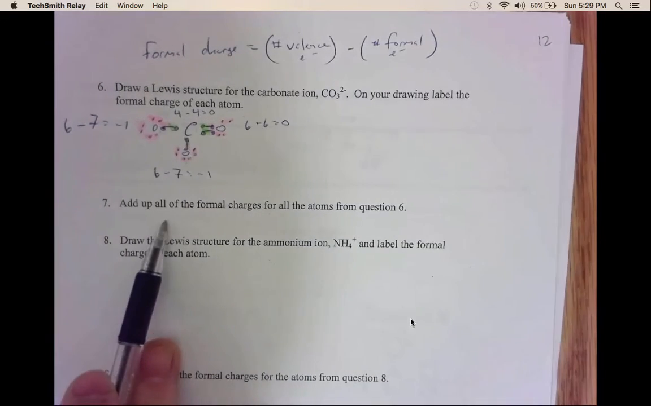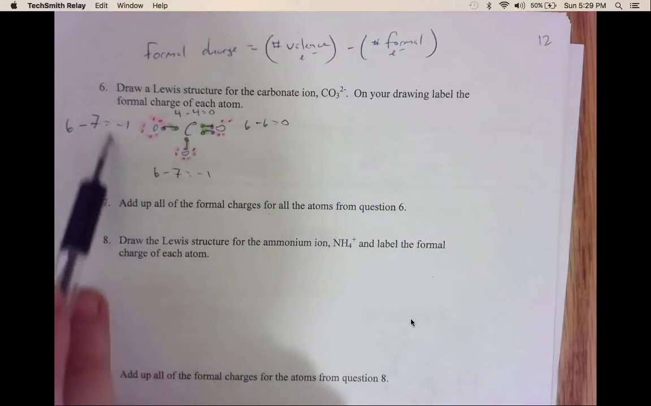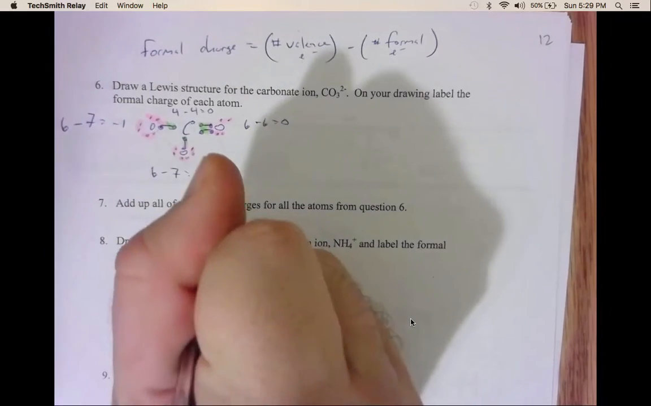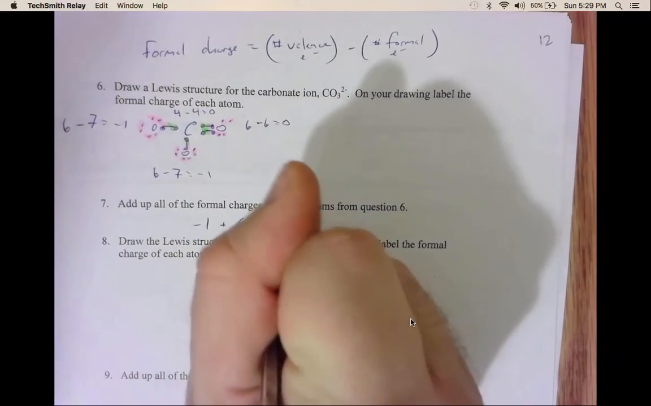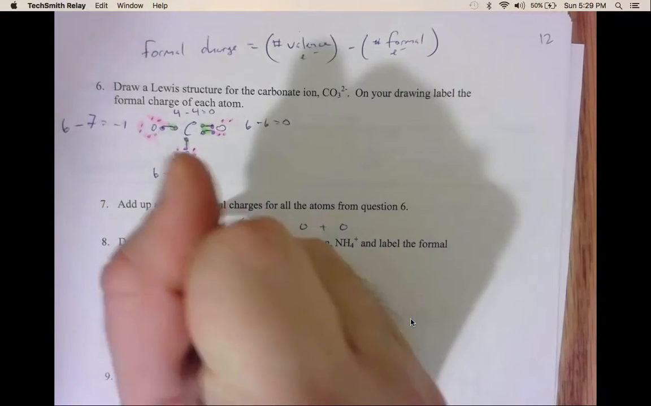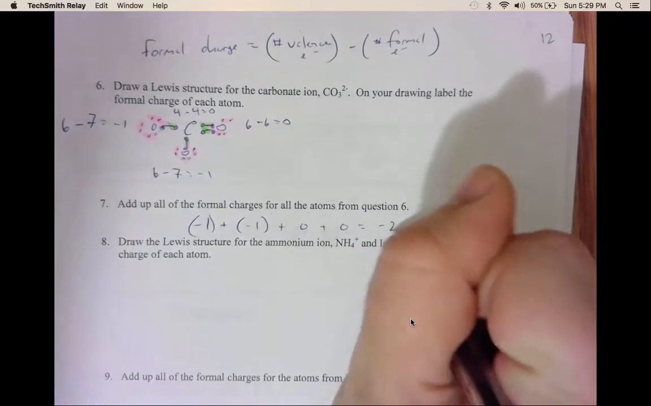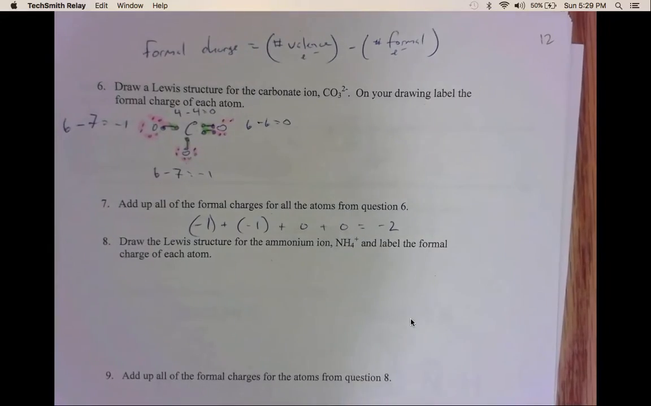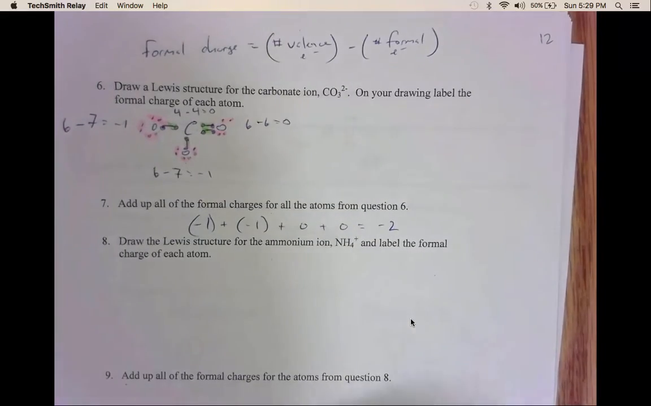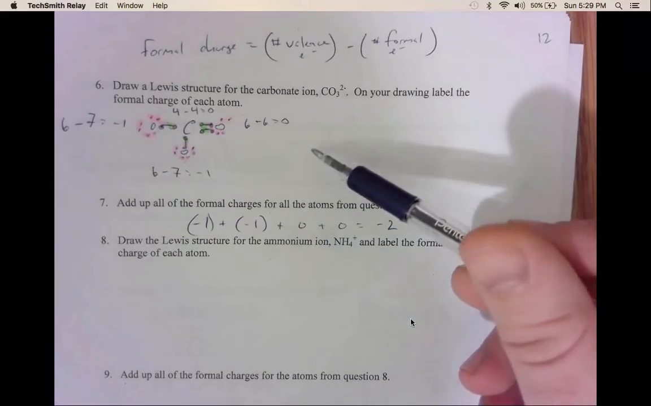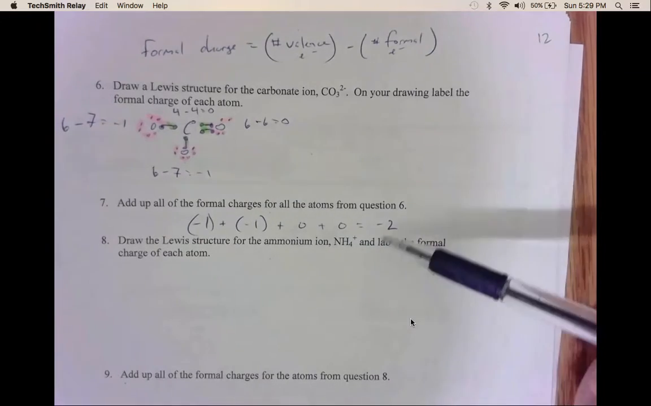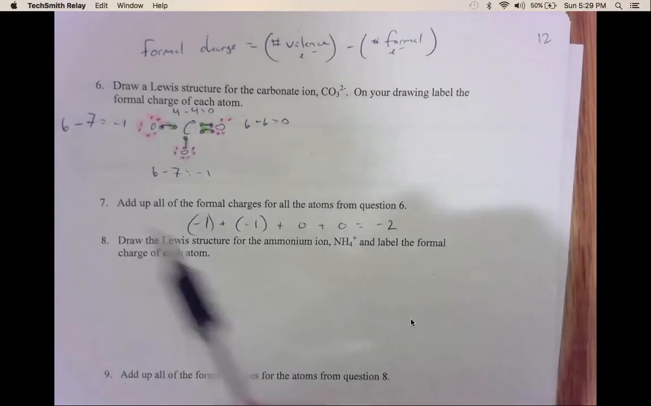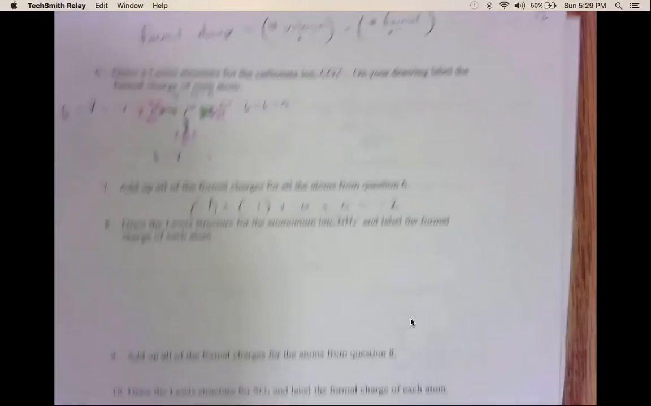Now question 7 is adding up all of the formal charges. So you can add up -1 plus -1 plus 0 plus 0. When you add that up, it comes out to -2. So 8 and 9, 10 and 11 are very similar. You're going to draw a Lewis structure, calculate the formal charges, then add up the charge. So do the same thing that I did here for 8 and 9.